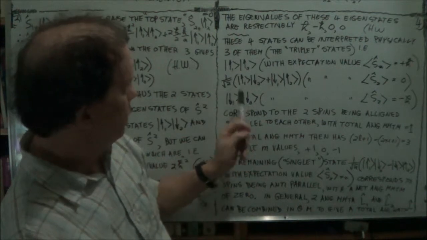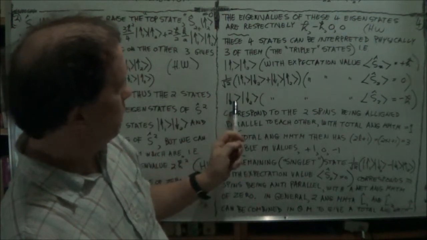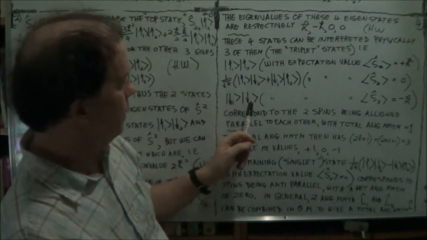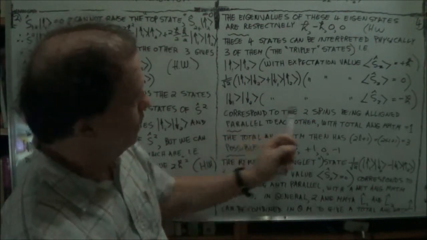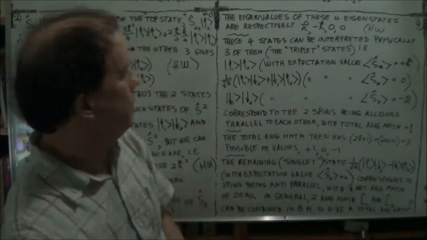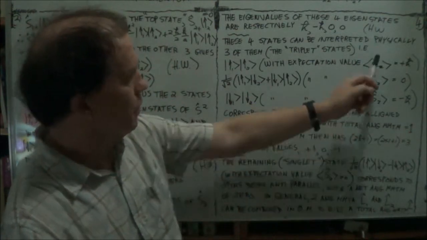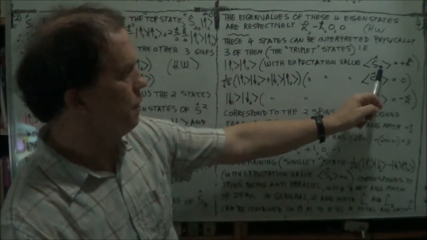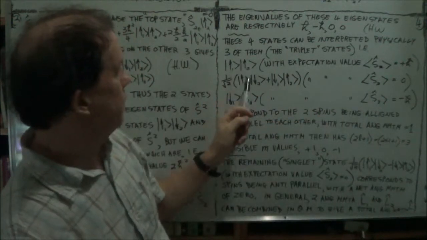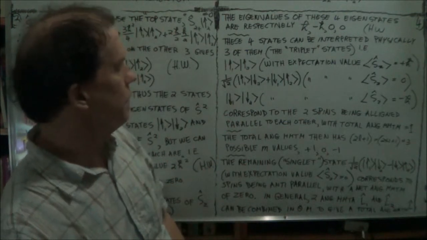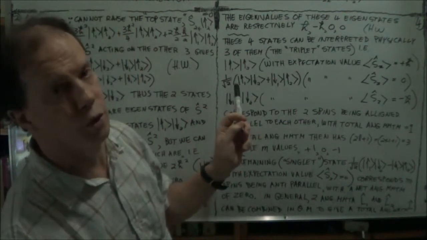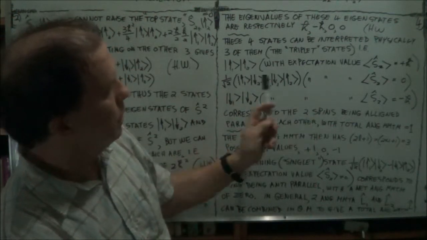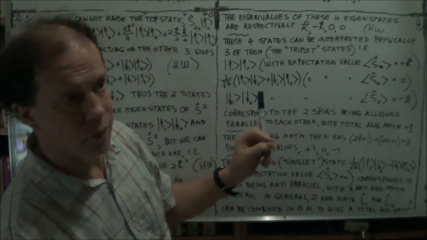Now this one will be similar to the first one, except instead of having plus h bar over 2 as your eigenvalue, you'll have minus, so you'll have 2 minuses and you'll end up with minus h bar. So you can calculate the expectation values of S_z for these 3 eigenstates, the so-called triplet states, because there's 3 of them, where the total S is 1.